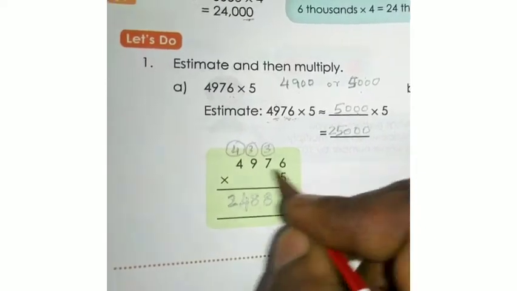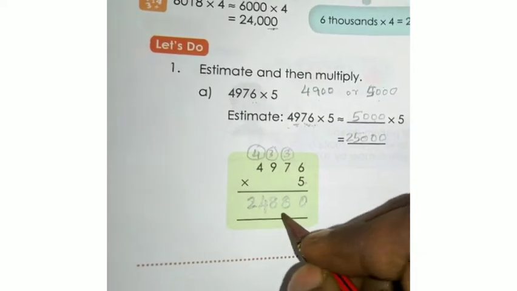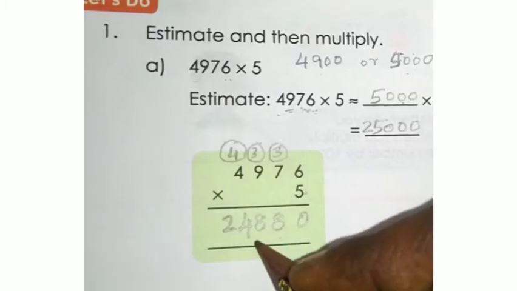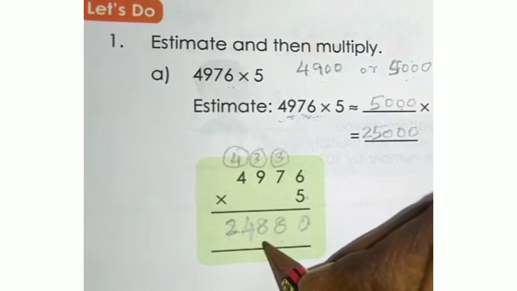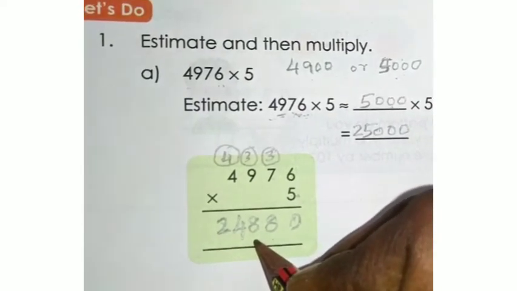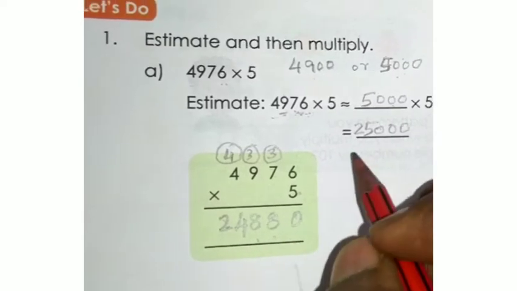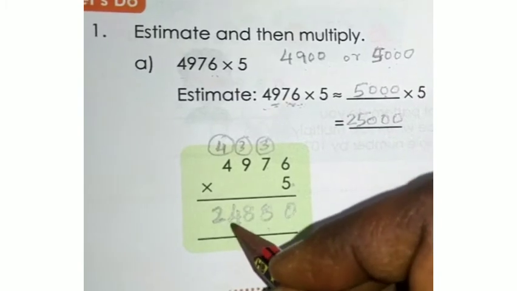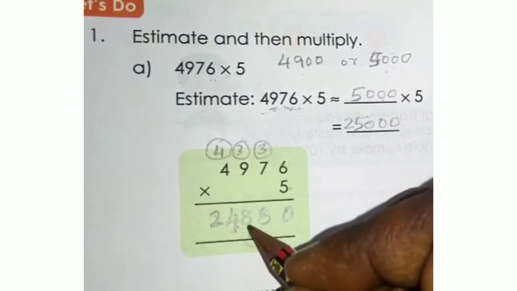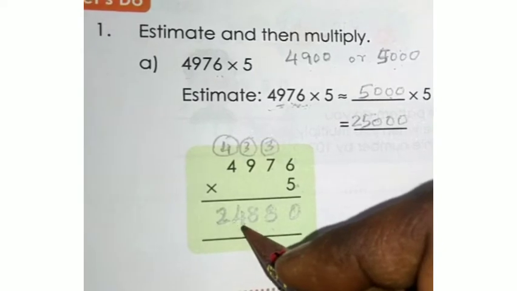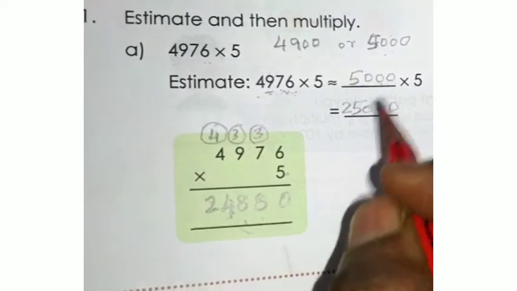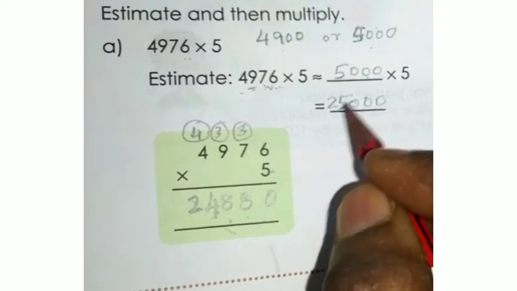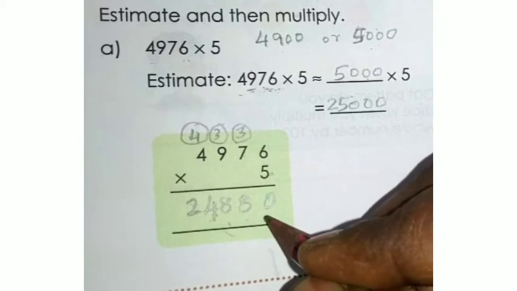Now consider this number, 24,880. Is it nearer to 25,000? Yes, it is very near to 25,000. If you add 120 to this number, then you will get 25,000. If you want to get 24,000, you have to go a long distance, which means you have to subtract 880. Then only you will get the nearest number as 24,000. So 25,000 is nearest to 24,880. So this is the answer, which means both answers are approximately equal.